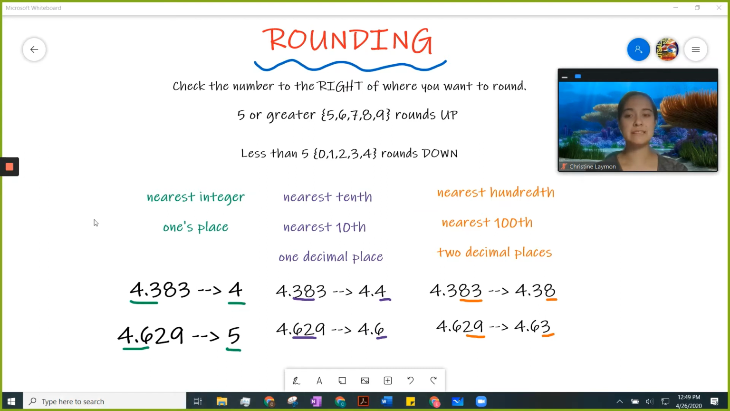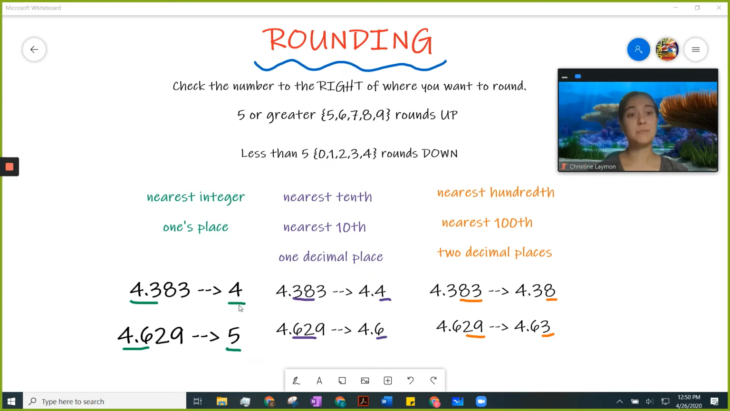On the left-hand side here, my example's dealing with rounding to the nearest integer. You might also hear it as rounding to the ones place. Let's say I've been given 4.383. If I want to round to the nearest integer, I'm looking at this one place to the left of the decimal. This is the one place I might be changing based on what's happening to its right. This 3, so the number on the right, is less than 5, which means that when I round it, I'm going to round down, and this 4 will stay a flat 4. So I round it, becomes 4.